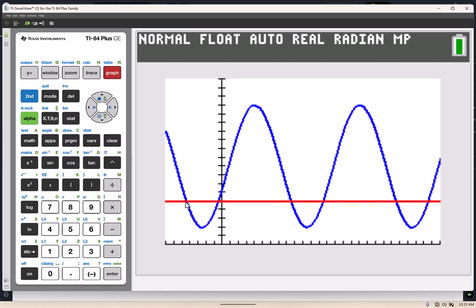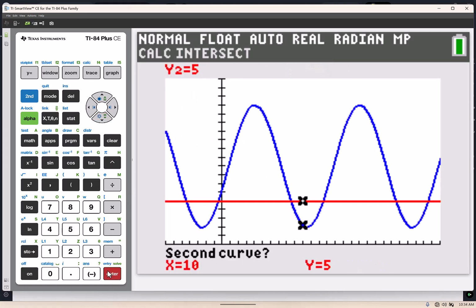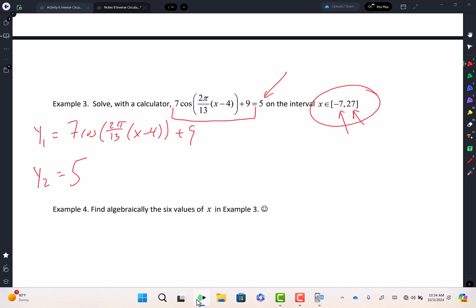All right. Table 1, can you get me that first intersection? A different person. Table 2, can you get me that second intersection? Table 3, can you get me that third intersection? And I'll find the fourth one here. Second, calculate. First curve, second curve. 1, 2, 3, 4. Help your partners. I'll write it right here.